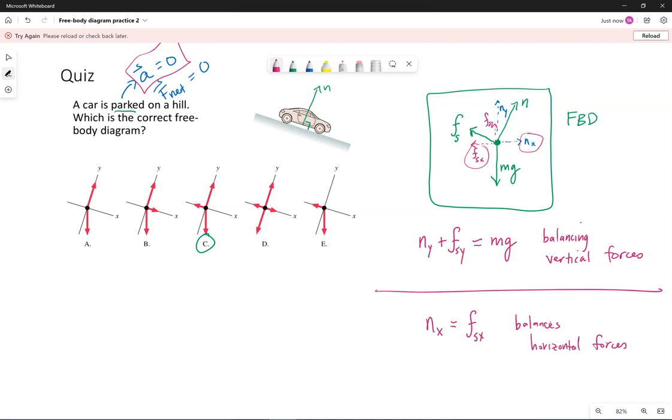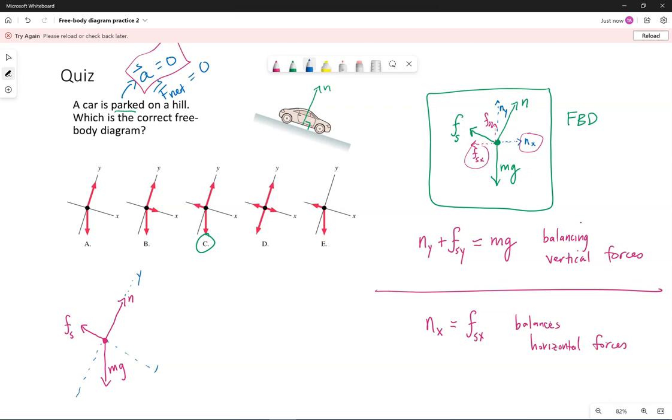Now, in a previous video, I think it was the previous video, I mentioned that we will commonly rotate our coordinate system when we have an object on an incline. I just want to walk through that here because it will help you see why to rotate.